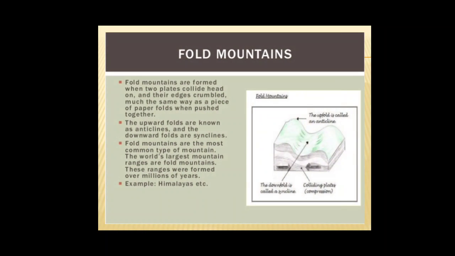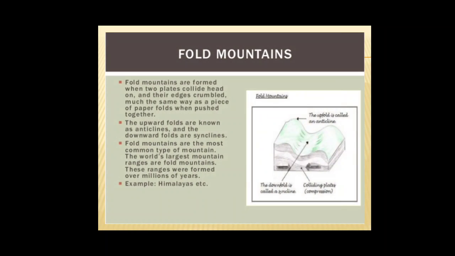Fold mountains. Fold mountains are formed when two plates collide with each other and their edges crumble, much the same way as a piece of paper folds when pushed together. When you are pushing the paper at the two edges, what will happen? The paper will fold like that. It is the same for fold mountains also, children. The upward folds are known as anticlines and the downward folds are synclines.